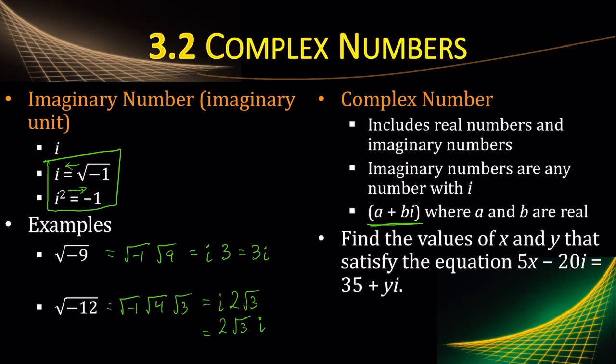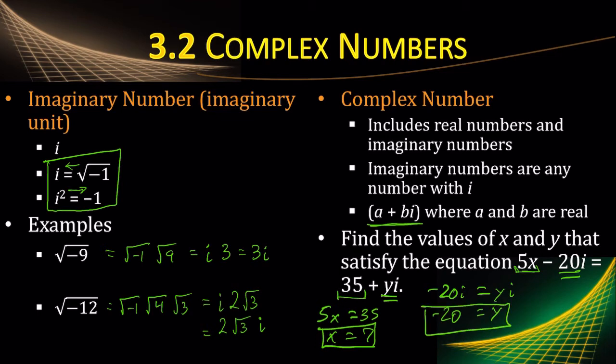We're supposed to find the values of x and y that satisfy this equation. Now, if these are equal to each other, the real parts would have to be equal to each other. So the 5x would have to be 35, or x would have to be 7. And the imaginary parts would have to be equal to each other. -20i would have to equal yi. Well, we can see if we divide by i that y is -20.